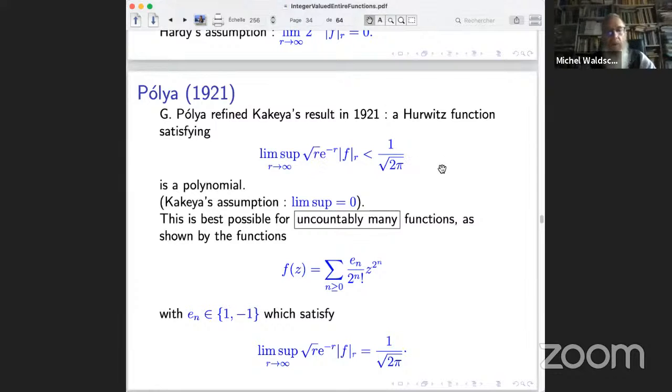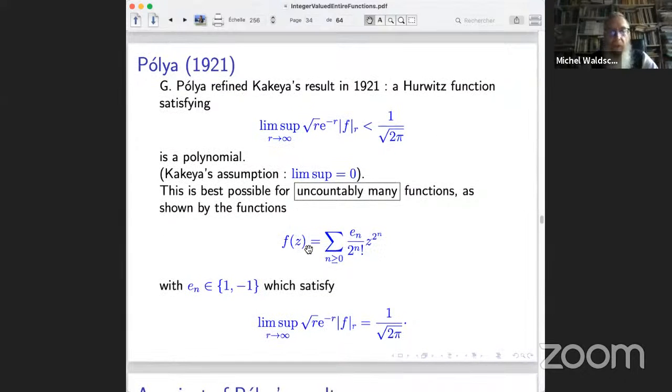An example of this is given by taking a lacunary series. Instead of taking 1 over n factorial, you take a coefficient which is 0, 1, or minus 1, but there are very few coefficients which are not 0. So you take e_n, which is 1 or minus 1, and you take e_n divided by 2 to the n factorial, times z to the power 2 to the n. It's an exercise to prove that this function satisfies the condition that the lim sup is equal to 1 over square root of 2 pi. And you have uncountably many such functions.